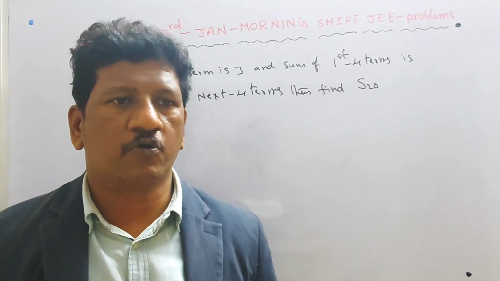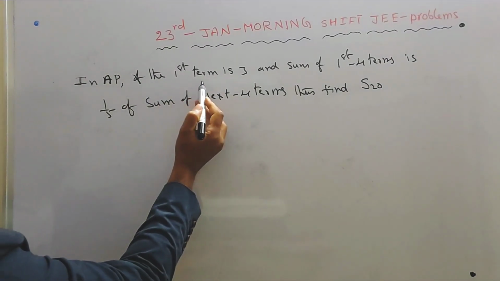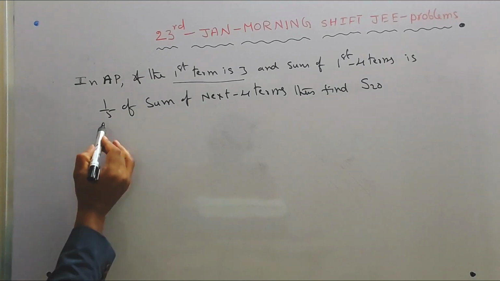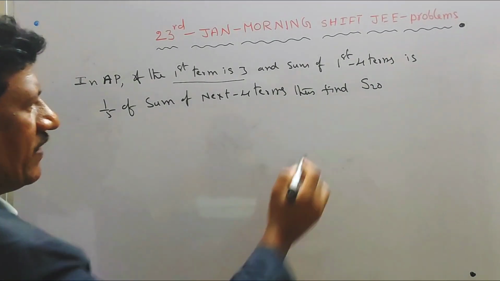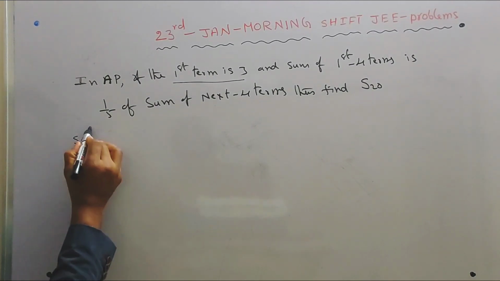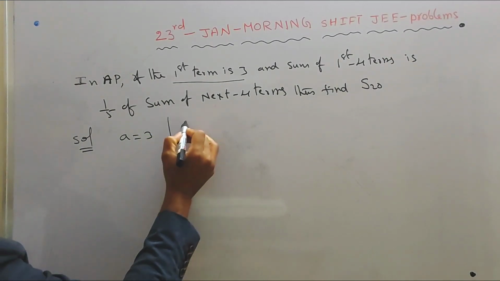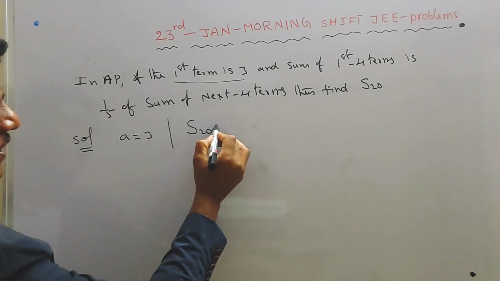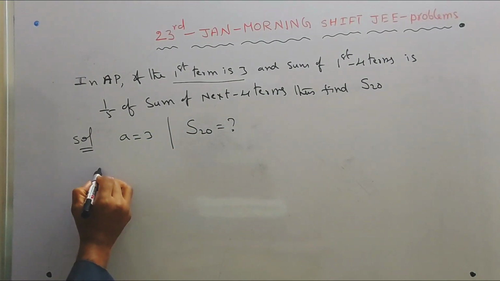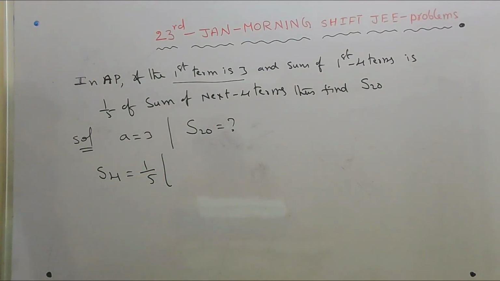Now, students, one more question. The question is: in an AP, if the first term is 3 and the sum of the first 4 terms is 1/5 of the sum of the next 4 terms, then find the value of S20. Alright. So first of all, what is the given data? The first term a is equal to 3 is given, and they are asking the value of the sum of 20 terms. Then what is the given condition here? The sum of 4 terms is 1/5 of the sum of the next 4 terms.